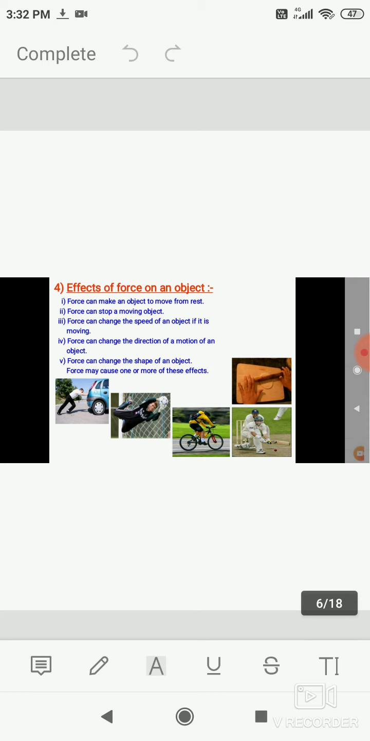Now, fourth, effects of force on an object. What are the effects when an object has force on it? First, force can make an object move from rest. It can stop a moving object. It can change the speed of an object if it is moving. It can change the direction of motion of an object. It can change the shape of an object also. It may cause one or more of these effects.